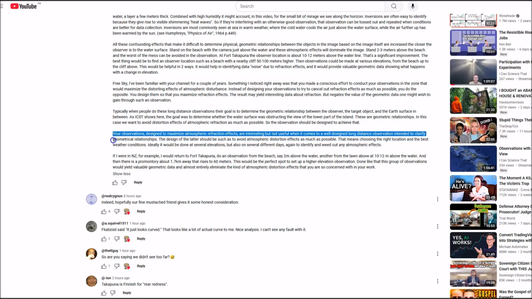Your observations designed to maximize atmospheric refraction effects are interesting but not useful when it comes to a well-designed long-distance observation intended to clarify geometric relationships. The design of the latter should be such as to avoid atmospheric distortion effects as much as possible. That means choosing the right location and the best weather conditions. Ideally, it would be done at several elevations, but also on several different days, again, to identify and weed out any atmospheric effects. And then I basically tell them what I just showed you with Google Earth.